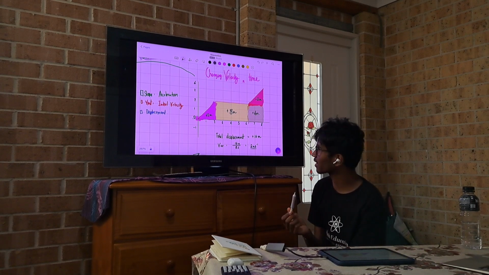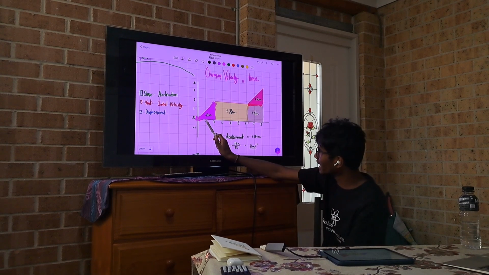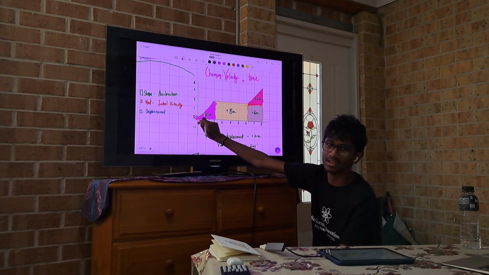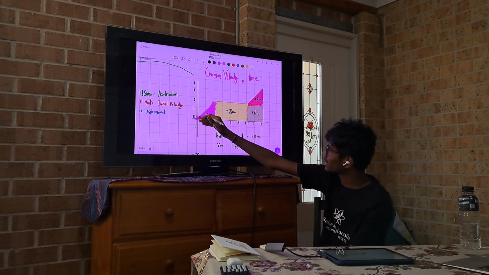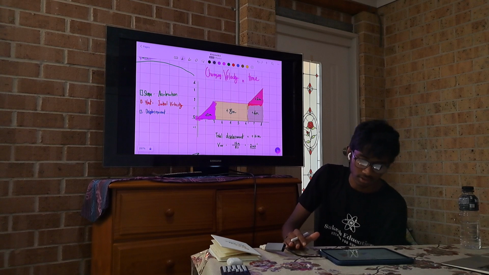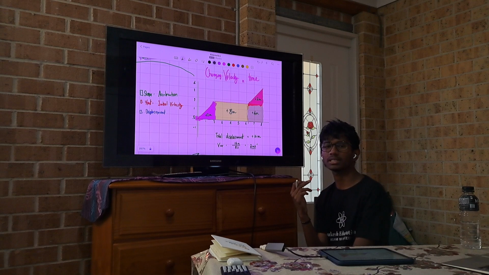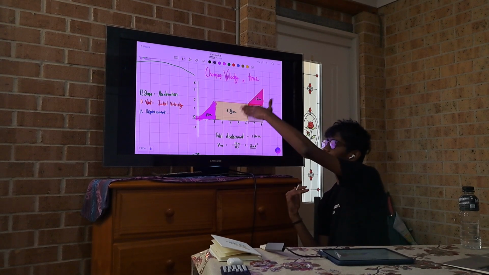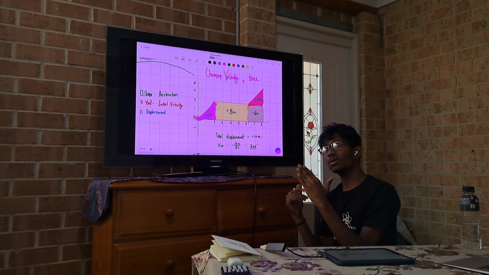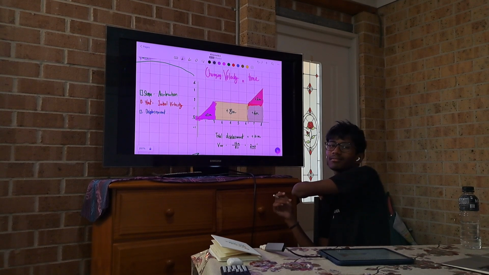So the y-intercept here, in a changing velocity time graph, and even in the velocity time graph, is the initial velocity. So where it's starting, right? This is the initial velocity. And the slope is the acceleration. So in a velocity time graph, the slope is the acceleration. Okay? Because what's acceleration? It's the rate of change of velocity. So the slope is the acceleration. And the area under the graph is the displacement.